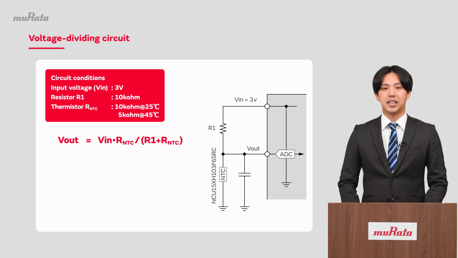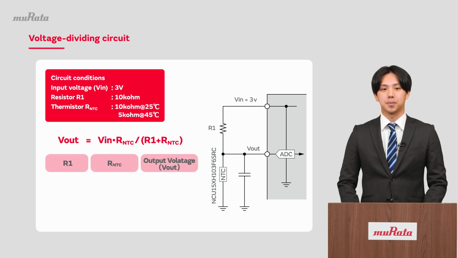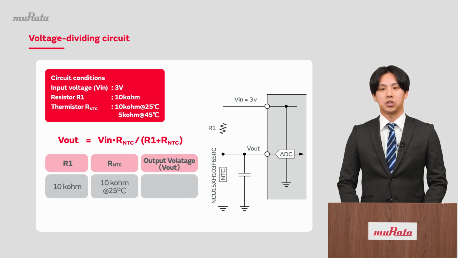Now we will explain the expression using an example. Let's assume that resistor R1 has a fixed resistance value of 10 kΩ and that the thermistor we are using has a resistance value of 10 kΩ when the temperature is 25 degrees Celsius. When a voltage of 3V is applied to R1 and the thermistor, the resistance values of R1 and the thermistor, which are connected in series, are the same, so the voltage applied individually to the resistor and to the thermistor is 1.5 volts. This means that a voltage of 1.5 volts is applied to the ADC.